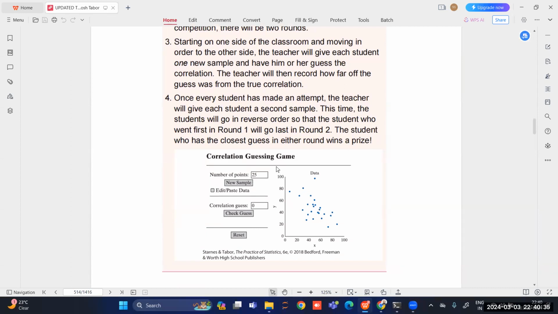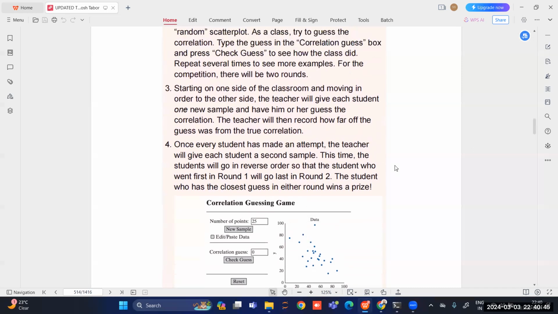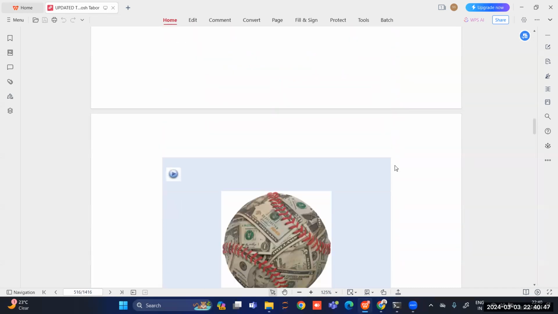Looking at the graph, what is the correlation? It seems weak, a negative weak correlation. Correct, it will be a weak correlation. Yes, that's good.